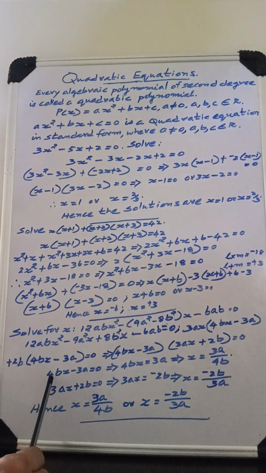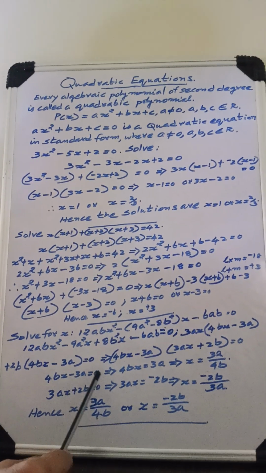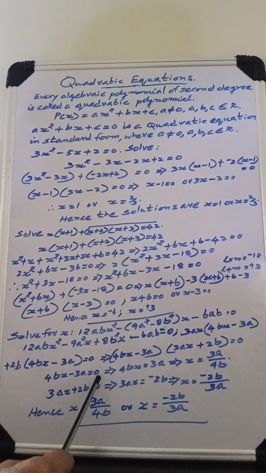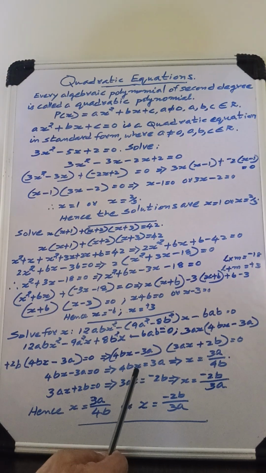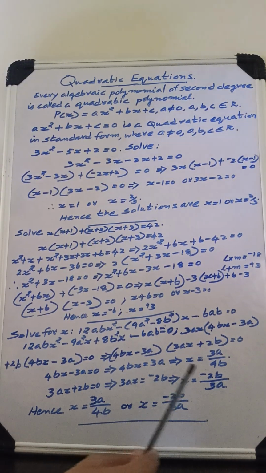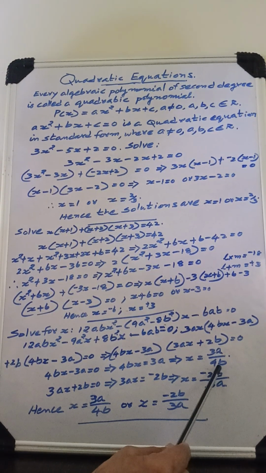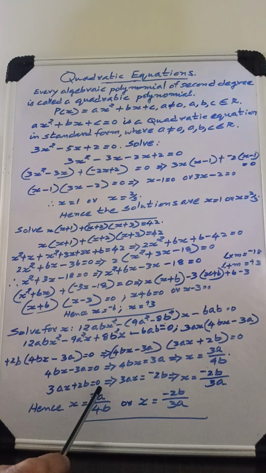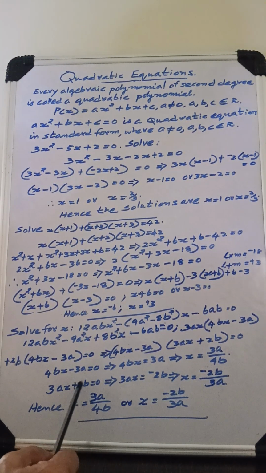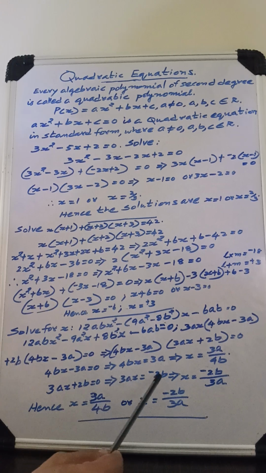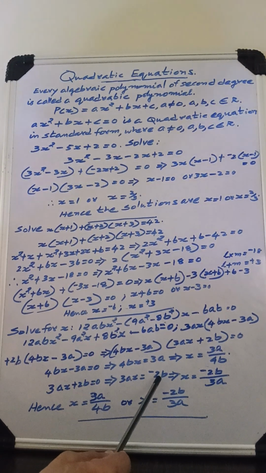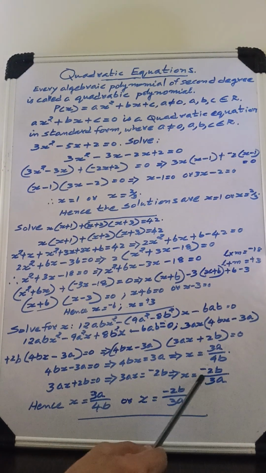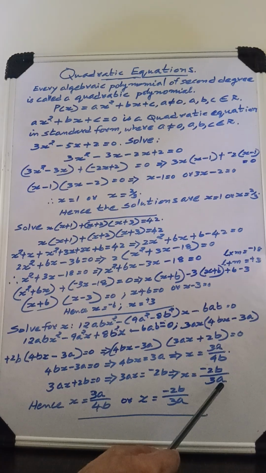Then I am looking at these two. 4bx minus 3a equals 0. Therefore, 4bx equals plus 3a, x equals 3a by 4b. Next, I am taking 3ax plus 2b equals 0. 3ax equals minus 2b, as 2b transposed towards RHS becomes minus 2b, and x equals minus 2b by 3a.